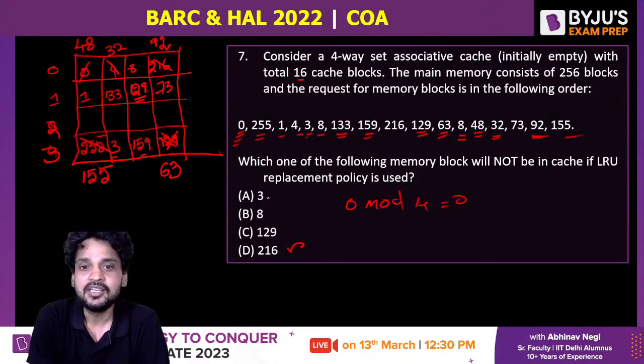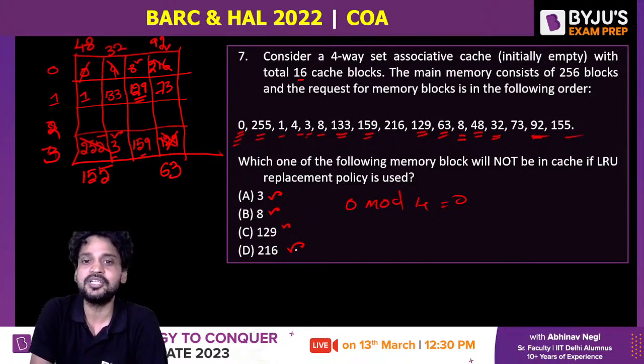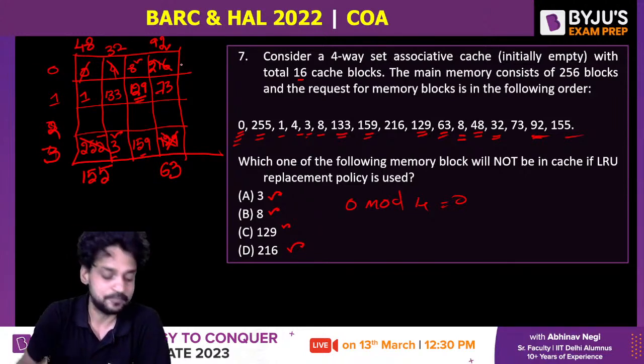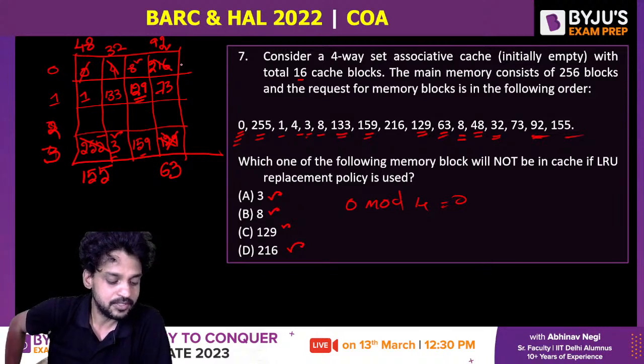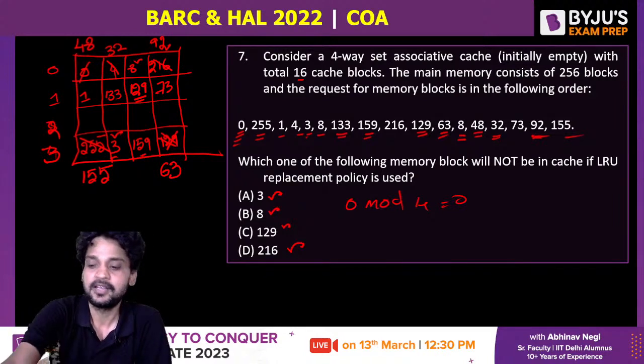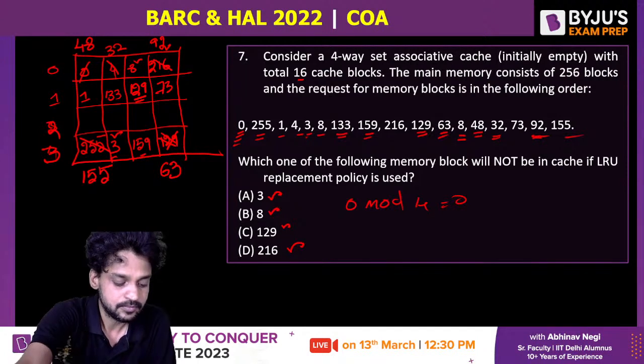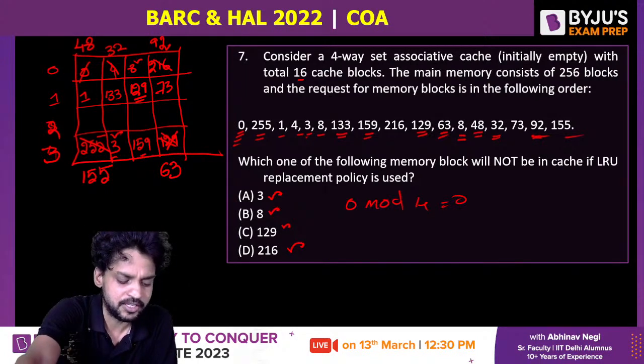Okay, which is 3 there? Yes, 3 is there. Is 8 there? Yes, 8 is there. Is 129 there? Yes, 129 also is there. Okay, here. And 216, do we have 216? No, 216 is not present. I hope you got my point. 216 won't be present here. Can I go to the next question? Yeah, 129. Yeah, Sagar, you corrected me. Good.